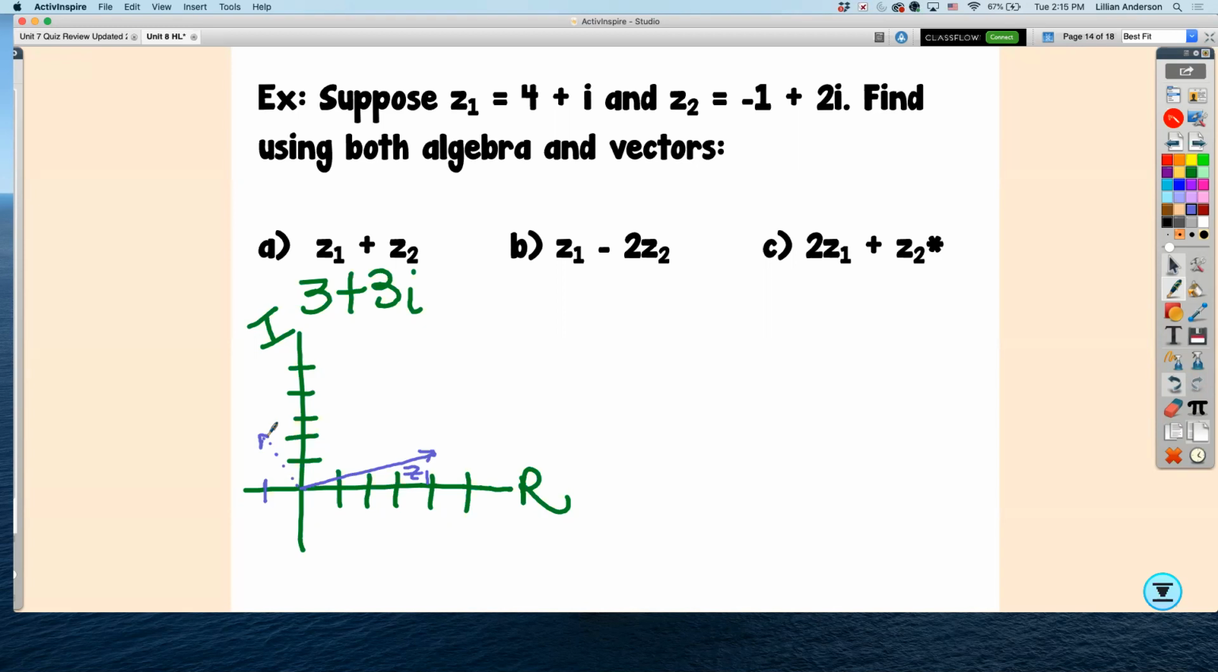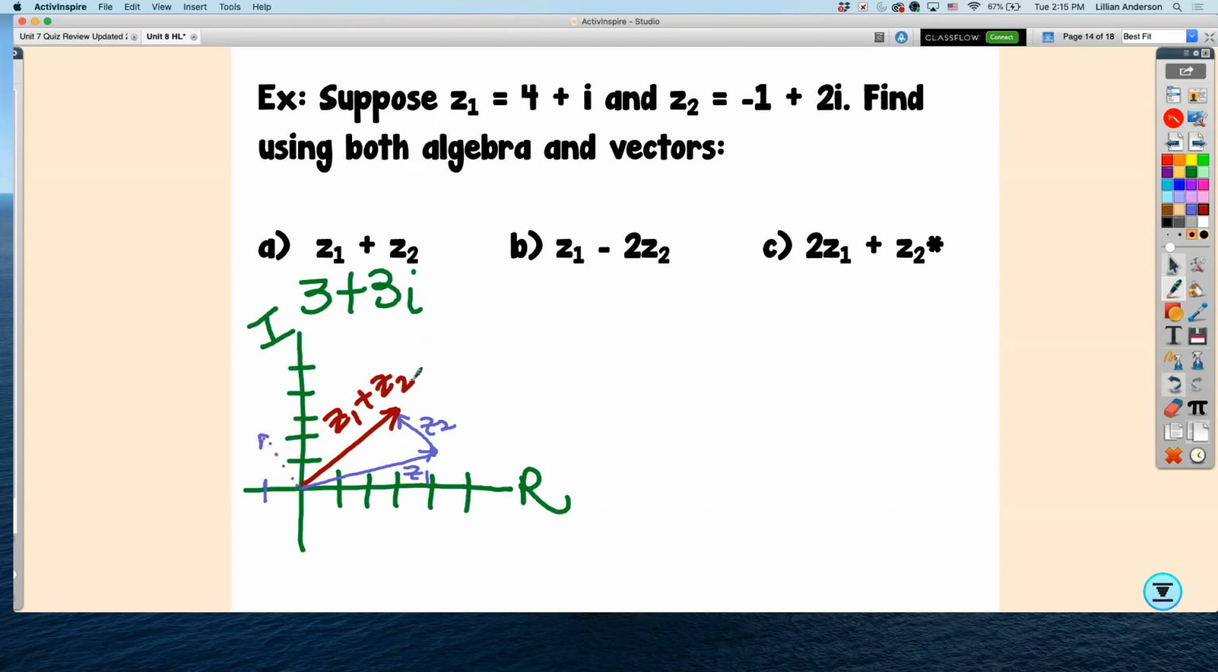the 2 different ways that we did sum of vectors were triangular and parallelogram. Triangular method came from the end. One vector started where the other one ended. So if I started here to make vector Z2, then I would technically go over 1 and up 2, which will put me right there. And that is actually exactly where 3 plus 3i would lie, because I'm 3 over on the real axis, 3 up on the imaginary. And there's our triangular method.